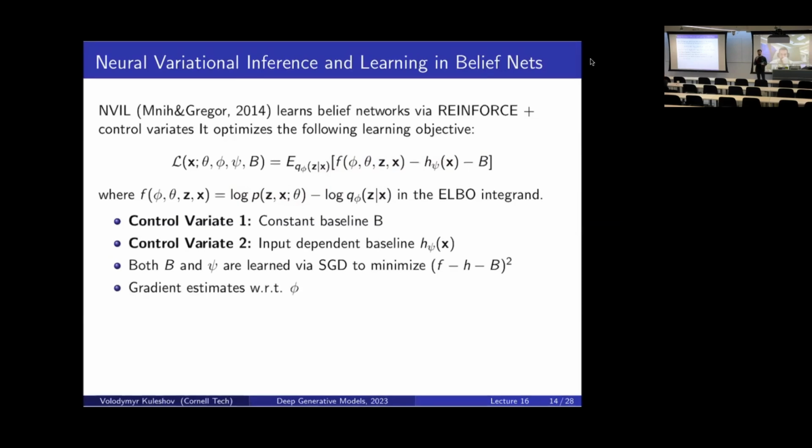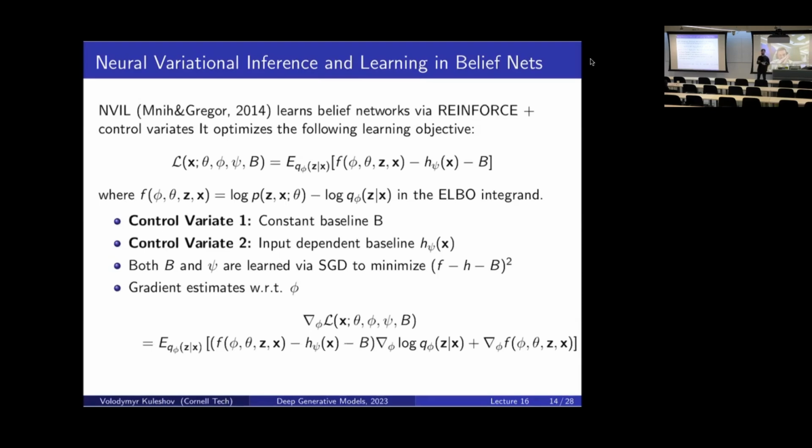input-dependent baseline. I do this using training, while I'm training my main networks Q and P by optimizing over phi and theta. And so now the full gradient estimator for the ELBO is going to be this REINFORCE estimator with these extra control variates.